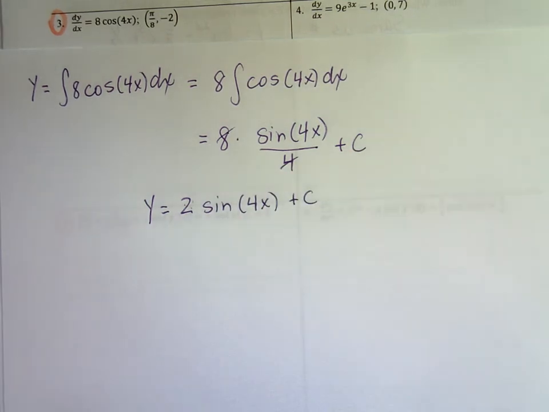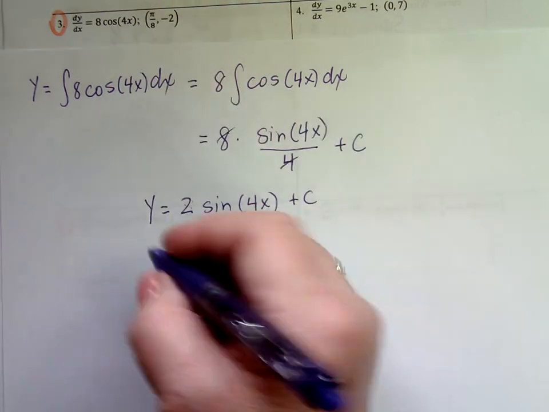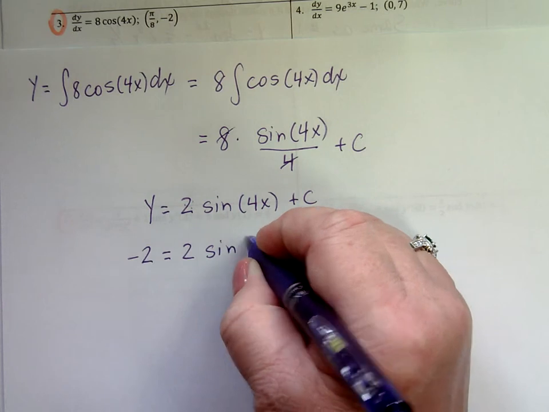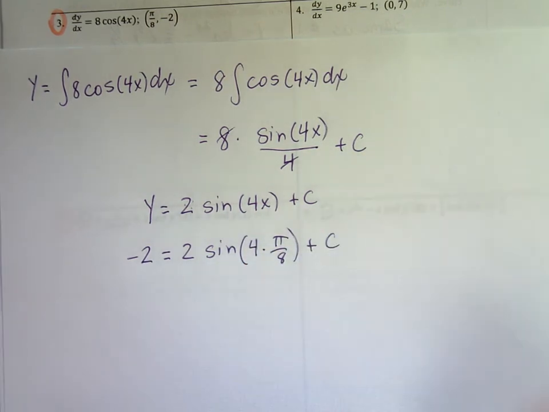So that one's not too crazy bad. Again, on the notes, when you see what I scan in for the answer key, you're going to see it done as a u substitution, but this way is a little bit easier. So here we go. We know that x is pi over 8 and that y is negative 2. Negative 2 equals 2 sine of 4 times pi over 8 plus c. And that's hopefully going to help me figure out what c is.